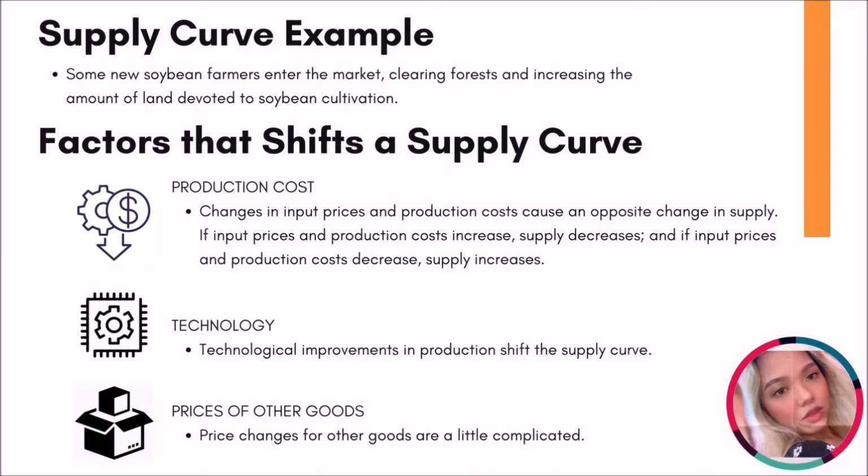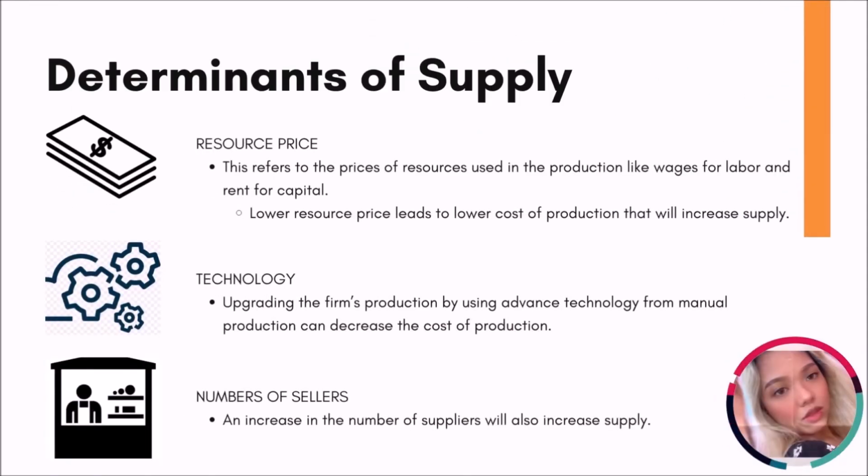Price changes for other goods are a little complicated. First, in order to affect the supply, producers must think the goods are related. In relation with the quantity supplied, if quantity supplied can be changed through changes in price, hence supply can be changed through the change of its determinants.